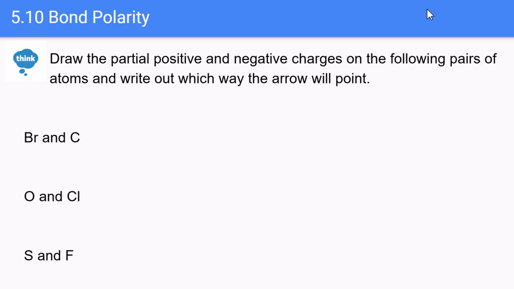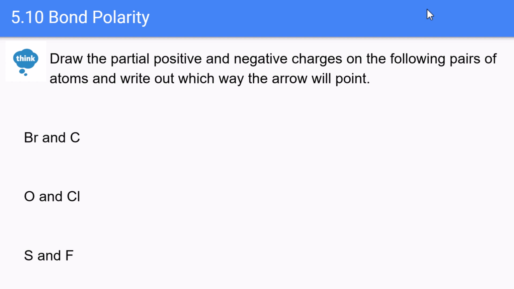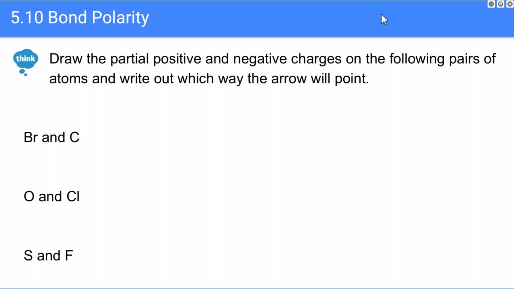So what I'd like us to do here is draw the partial positive and negative charges on the following pairs of atoms, and then show which way the arrow is going to point based on the electronegativity values given in the electronegativity chart that has been provided to you previously. Take a few moments and we'll go over this together. All right, so let's go ahead and write out the partial positive and negative charges of the following pairs of atoms and write out which way the arrow will point. So let's just draw each of these bonds.